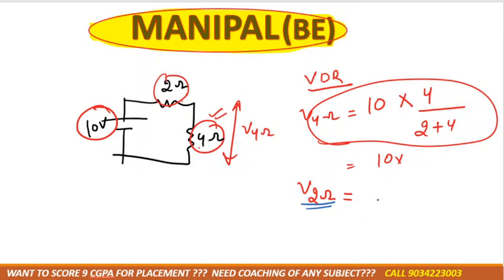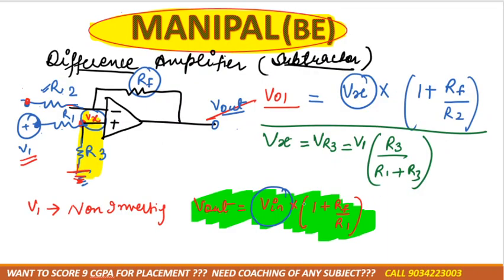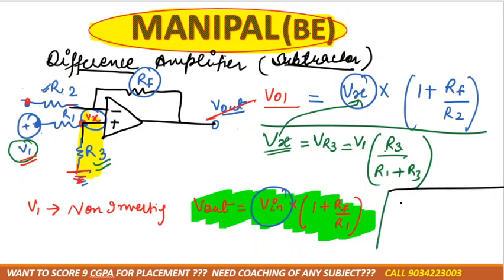So by applying the voltage division rule, Vx we get as the voltage we have given, V1, into, we need to calculate the voltage across R3, so R3 divided by R1 plus R3, correct? So can we substitute the value of Vx over here? Then we'll get V01, right? So finally we got V01 is equal to V1 into R3 divided by R1 plus R3, into 1 plus Rf divided by R2.